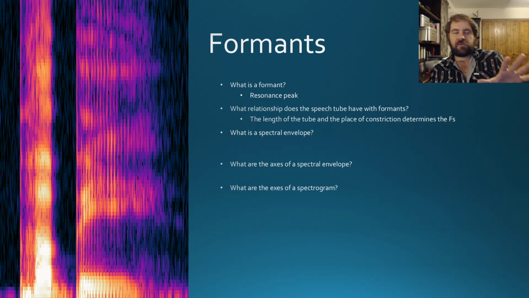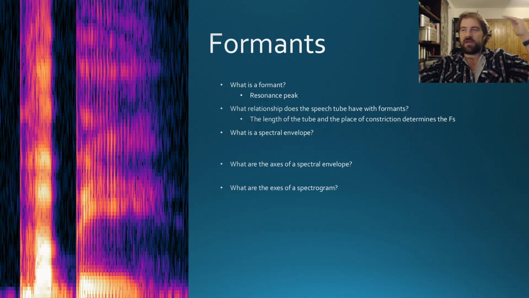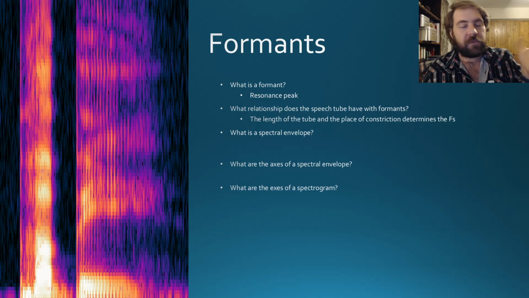What is the name of the thing? This is not on this review, but it's also an important thing to know. What is the name of the theory that deals with constriction placement? It's perturbation theory. That's right. So perturbation theory is why we're talking about the place of constriction.